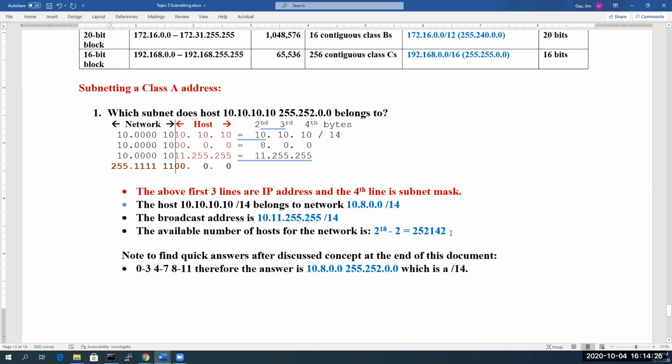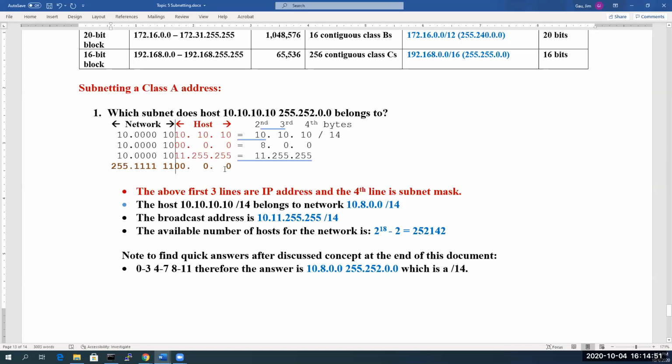And that's a lot of hosts. I don't know who in the world would create a network like this with 252,000 plus host IDs shared in one network. There's no point in creating this /14 network, other than job security, I would say.